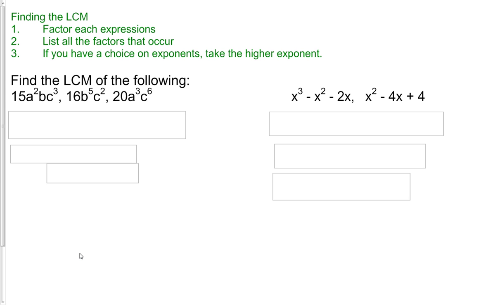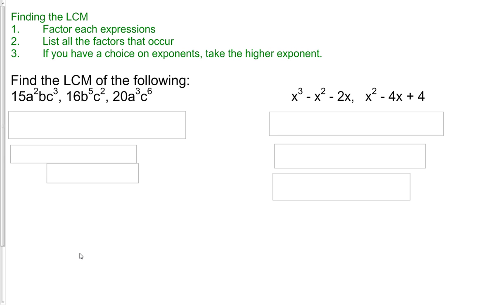We're going to talk about finding the least common multiple. This is something that's very useful whenever you need to add or subtract fractions and you need to get yourself a common denominator, preferably the least common denominator. And we do so by finding the least common multiple.